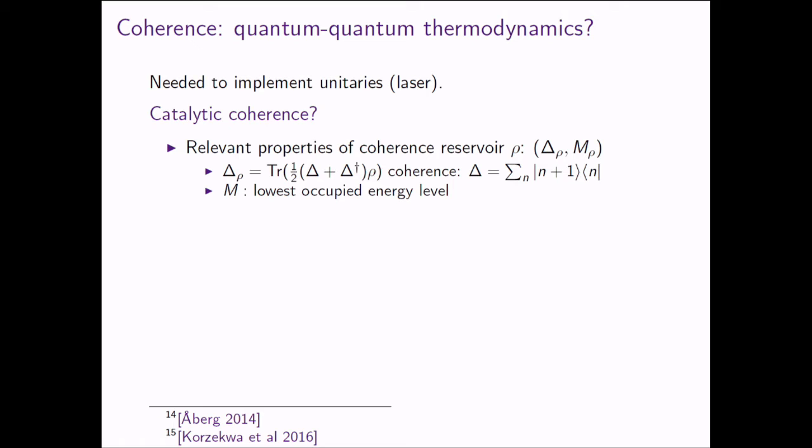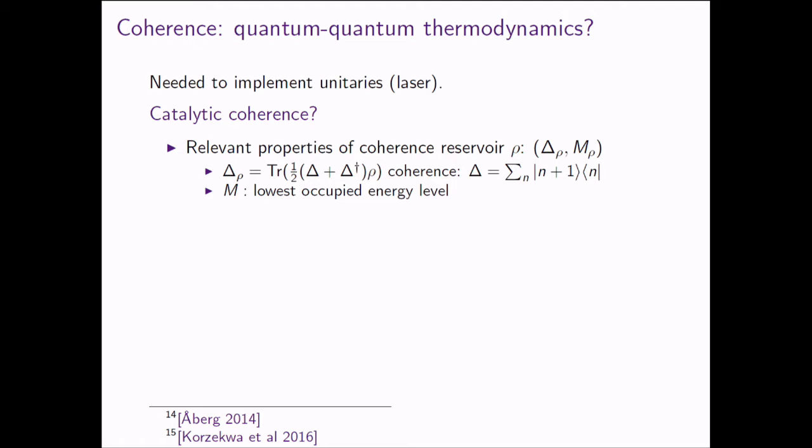One of the first results on this topic was quite surprising, which was that this coherence is in a way catalytic. So what does this mean? Well, suppose that I model my source of coherence as, say, a harmonic oscillator, right? If it's a laser, then it's a very large coherent state on this harmonic oscillator. So what are the properties of this that are important in order to implement unitaries? The properties turn out to be just two aspects of this.